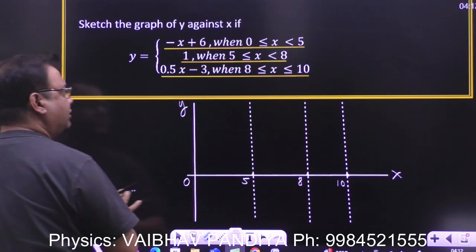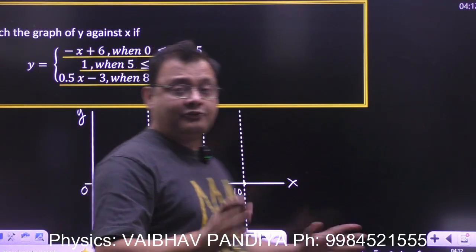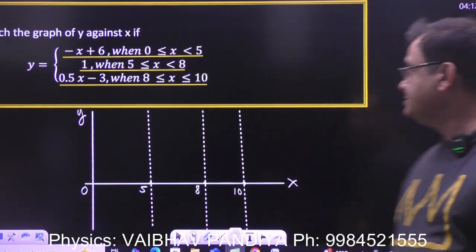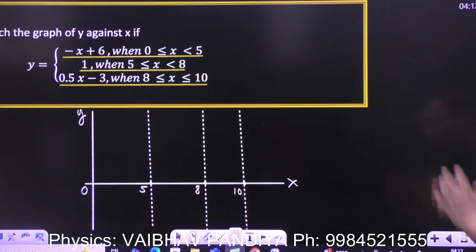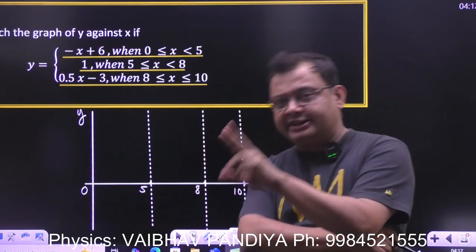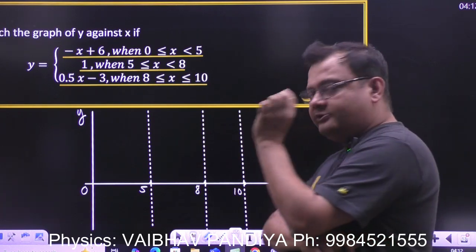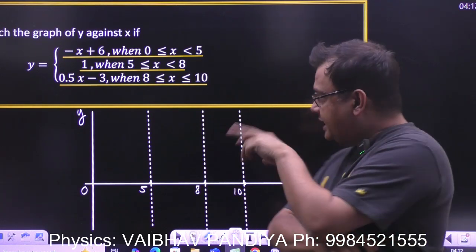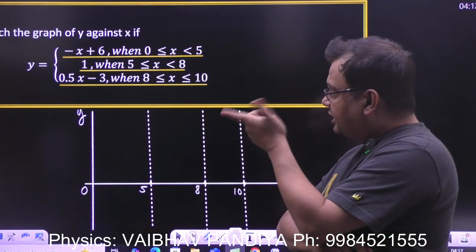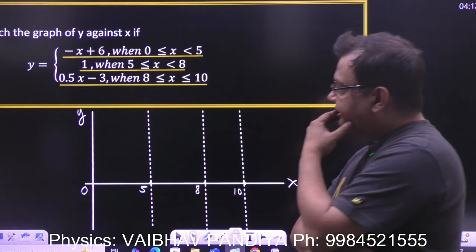Okay, now come to the first segment. The first segment is between 0 and 5, and in this segment 0 is included but 5 is excluded. So at 5 you will make a hollow circle on the graph, and at 0 you will make a dark circle because that point is included in that graph.